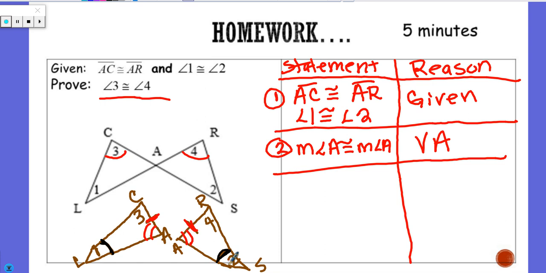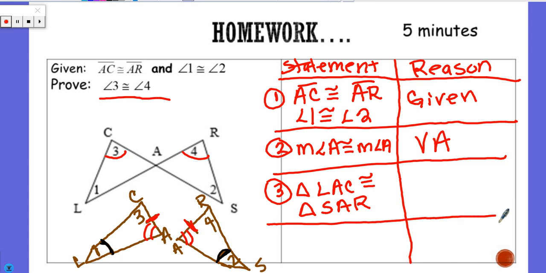So let me check the other one. Angle, angle, and a side. So I'm in the game. I can say triangle LAC is congruent to triangle. Make sure our parts match. S matches L, A matches A, and R matches C. And then you say this is congruent by angle, angle, side. So we get angle, angle, side.